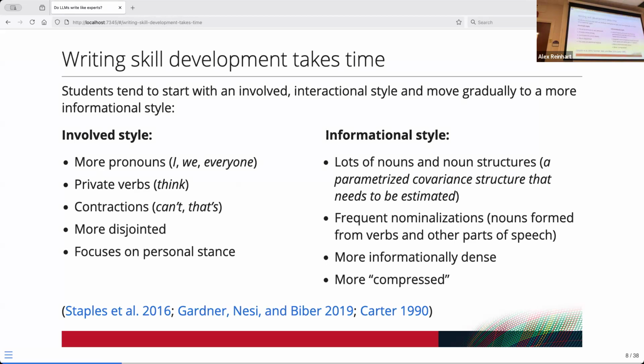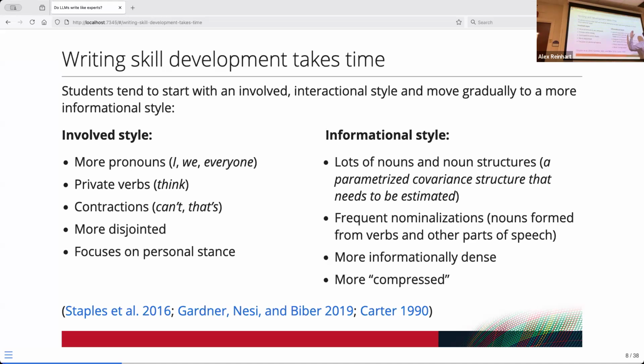So students tend to start with what's called an involved or interactional style. This is a style that has lots of pronouns. They're talking about what I think and what you can see in the plot and so on. And there's a lot of private verbs, which is a term for things like what you think or what you feel or what your own thoughts and intentions. Lots of contractions because it's more informal. It's sort of a more disjointed writing style that's more like how you talk. And so students come in and they sort of write how they talk. They write in that style.